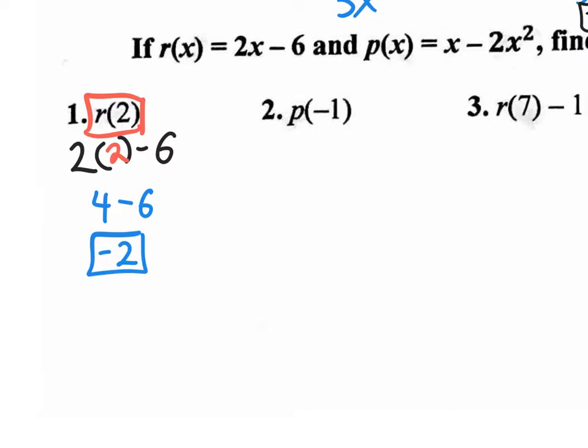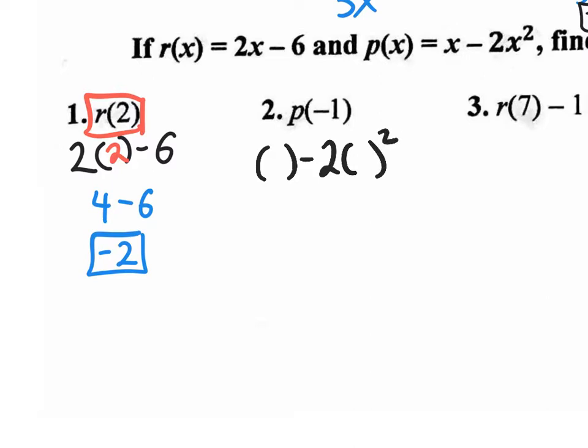P of negative 1. This tells you to do something. It tells you to go to your P and plug in negative 1 for x. So let's go to our P and first replace the x's with parentheses. So instead of x minus 2x squared, I want to go (x) minus 2(x) squared.